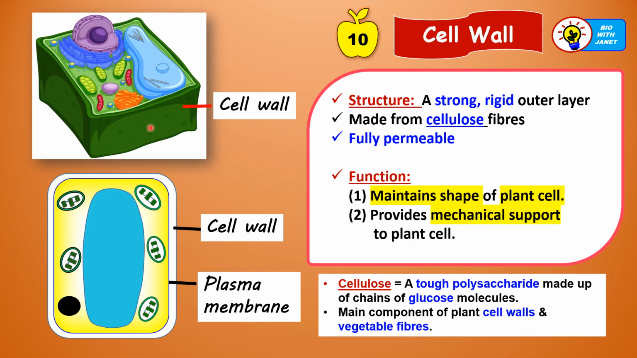So no matter how hard you chew your food, sometimes you cannot break down the cellulose fiber. So that is the tough cellulose fiber. That's how tough it is. And the cell wall is fully permeable.